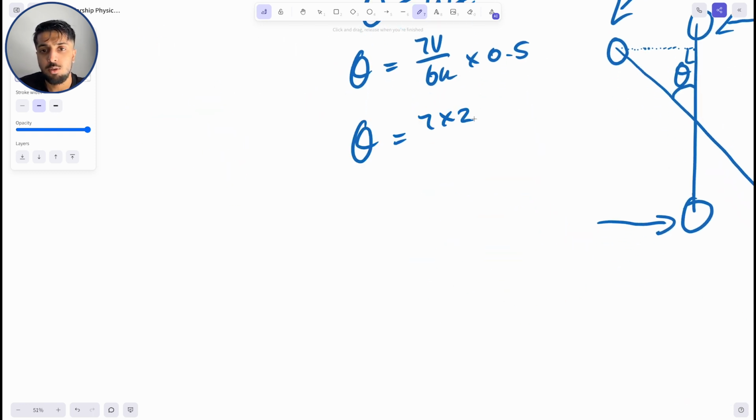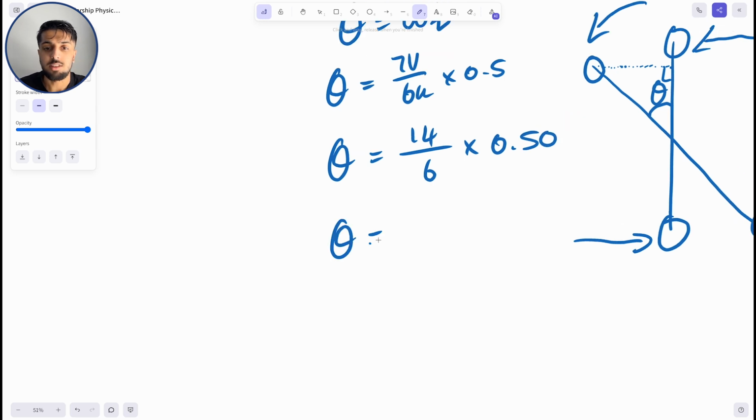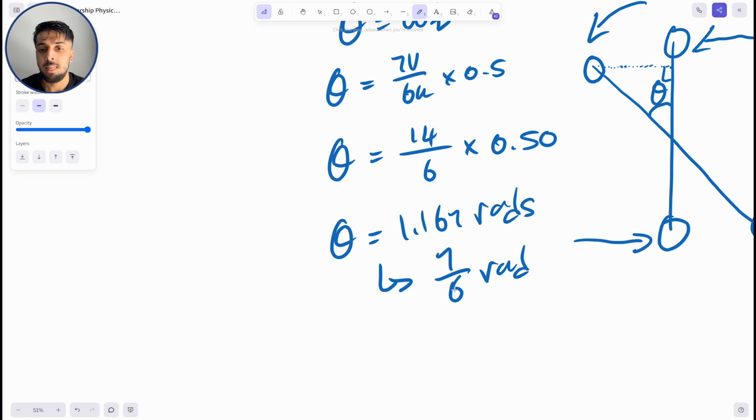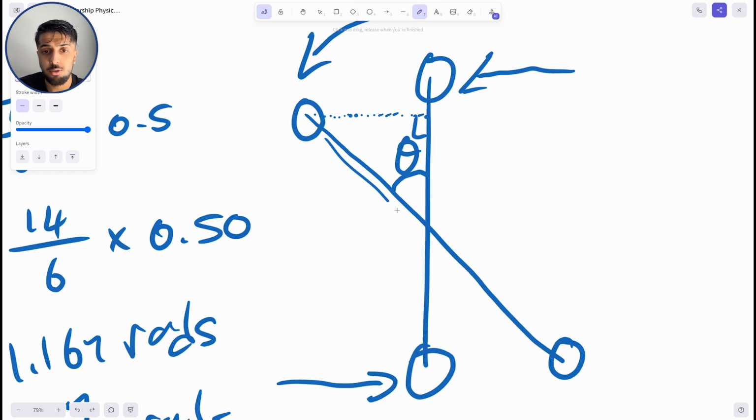7 times 2, which is just 14, all over 6 times 1, which is just 6 times 0.5. This gives us a theta of 1.167 radians, or we can put it in fraction form as 7 over 6 radians. The reason for the fraction is because this is more accurate, and so when we're doing our calculations, we don't get a rounding error. So looking at our trigonometry now, we know this distance here is 2k over 5.